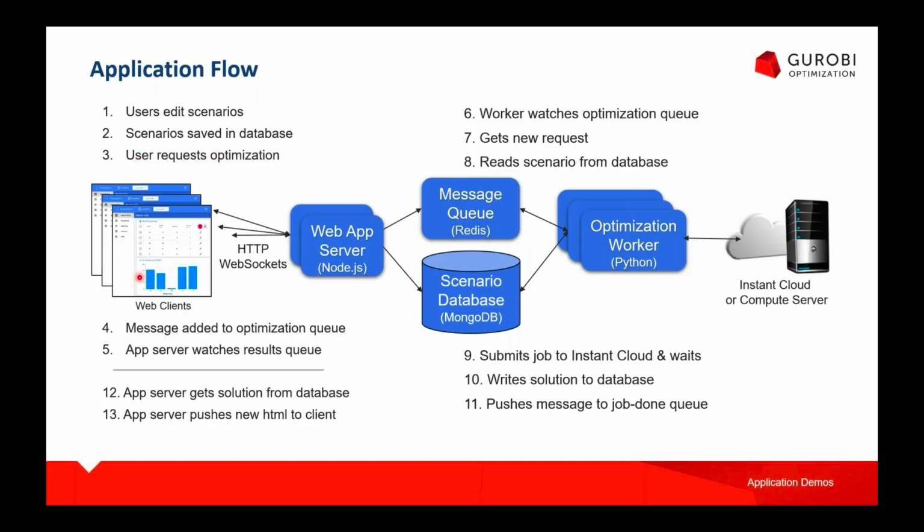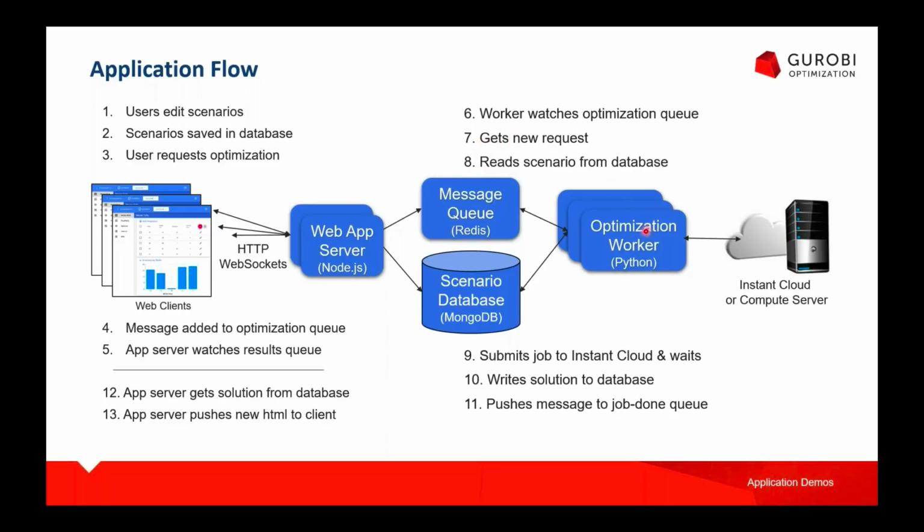And at some point, I clicked the button to optimize. So the web server responded to that and added a message to the message queue for the optimizations. There's a queue that the workers are going to look at, saying this scenario needs to be optimized. It's waiting, and please solve it. That'll be answered by an optimization worker later. Meanwhile, after it's posted that to the queue, the app server goes on watching another queue that will indicate that there's a result or a solution ready. So it's polling that queue, checking to see if there's a new solution ready.